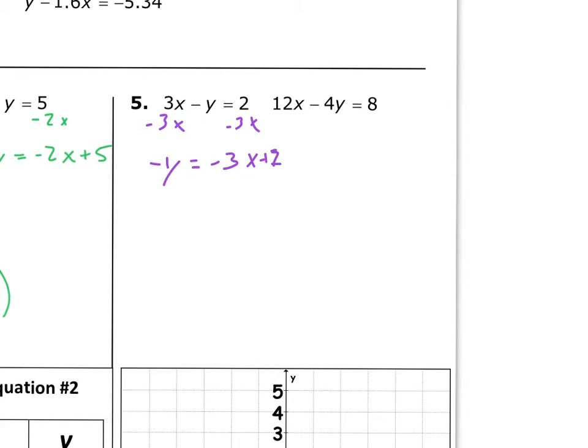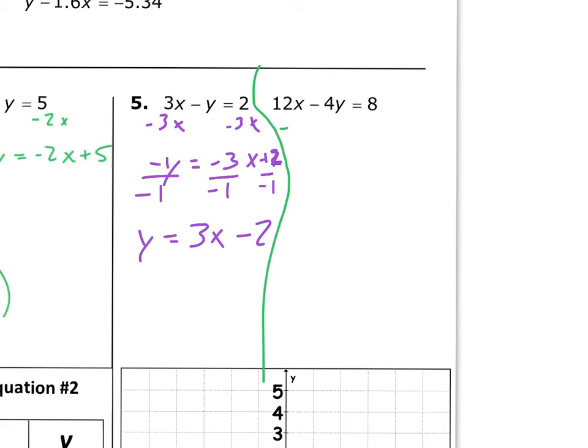That's not a z, that's a 2. And then we'll divide both sides by negative 1 to get rid of that negative in front of the y there. So we have y equals negative 3 divided by negative 1 gives me a positive 3x minus 2. So there's my first equation. And then for the second equation, we'll subtract 12x from both sides. And so that leaves us with negative 4y equals negative 12x plus 8.